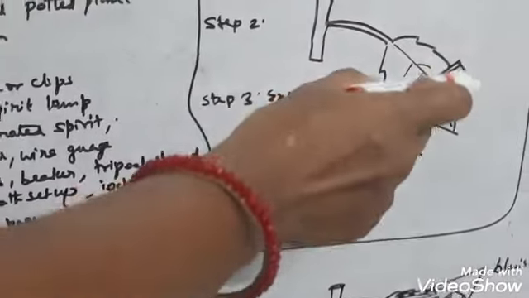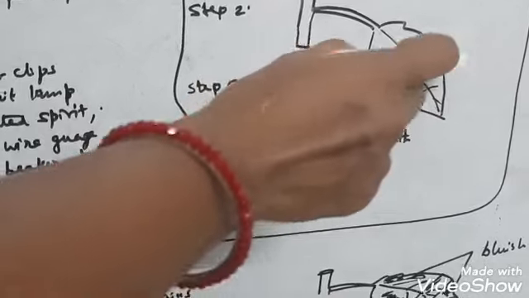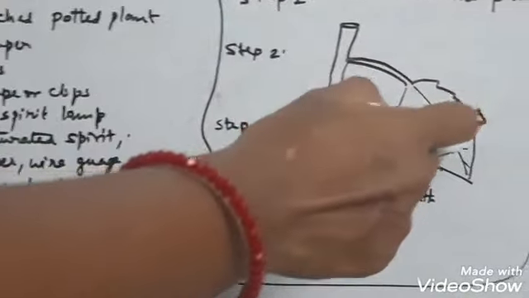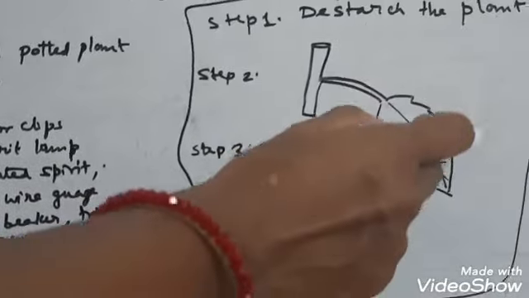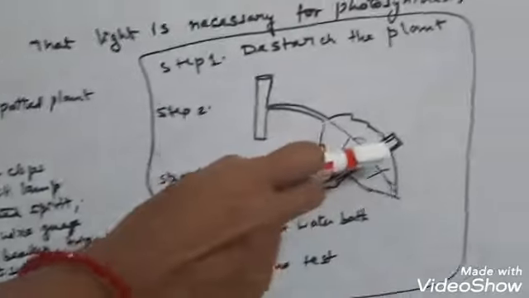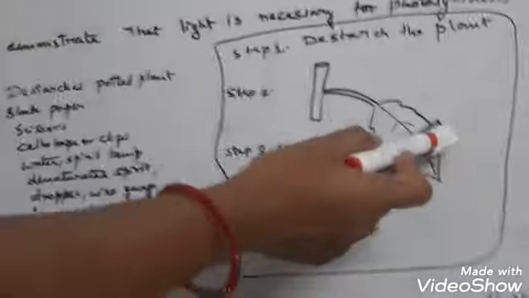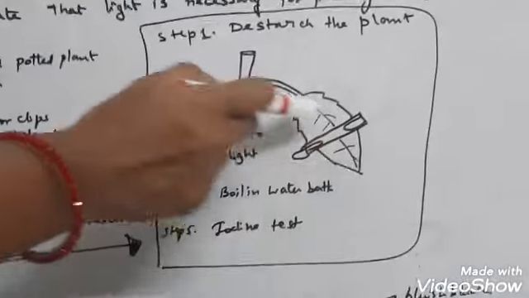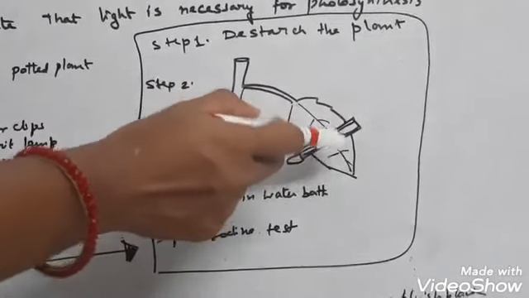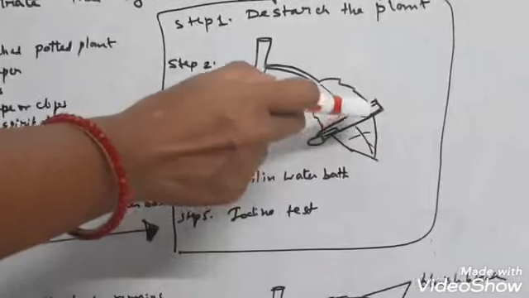Now you stick a black paper. You cut a small strip of black paper, and you clip it, or with the help of sellotape you can fix it on the leaf. You fix or clip it in such a way that no sunlight should enter through it in the selected portion. Okay. Now why are you selecting this portion? In order to prevent it from getting sunlight.